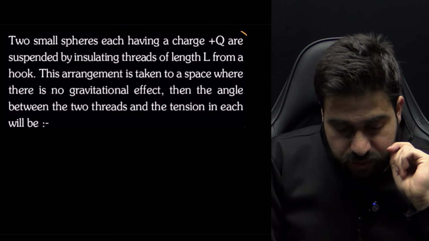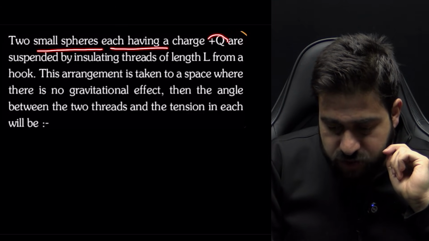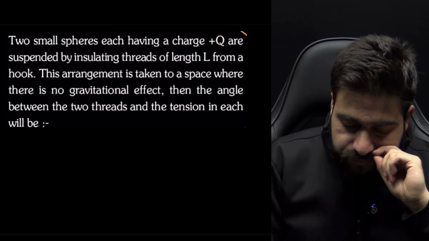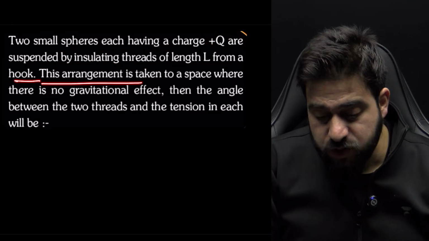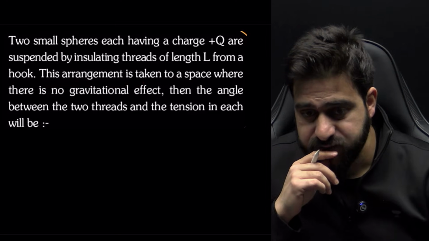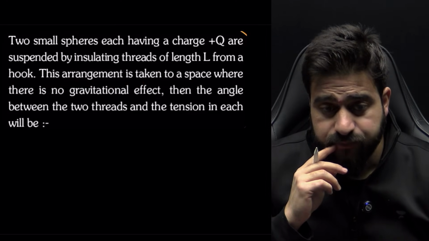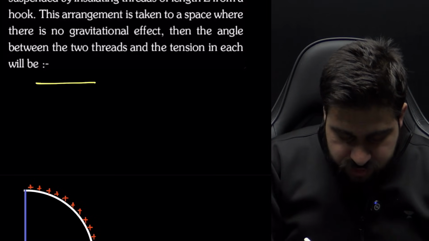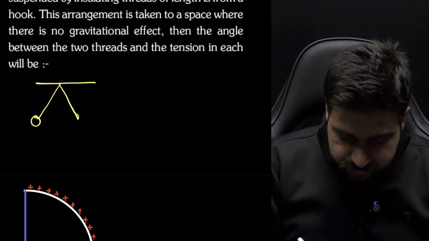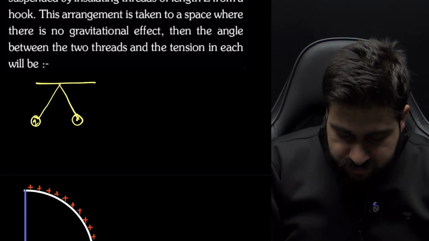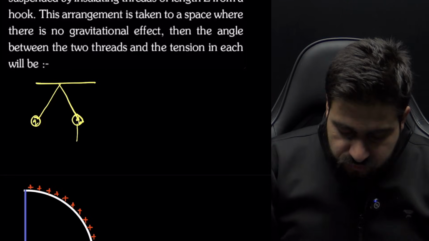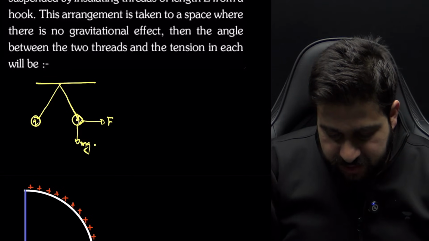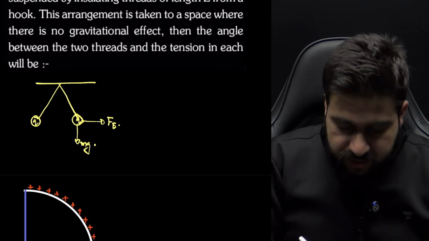See, guys. Two small spheres, each having charge plus Q, are suspended by an insulated thread of length L from a hook. The arrangement is taken to a gravity-free space. This arrangement is taken where? To a gravity-free space. See, guys. You have 2 suspended charges, this one and this one. This is Q and this is Q. What is the force acting in the downward direction? mg. What is the force acting in this direction? That is electrostatic force. And the length of this is L.